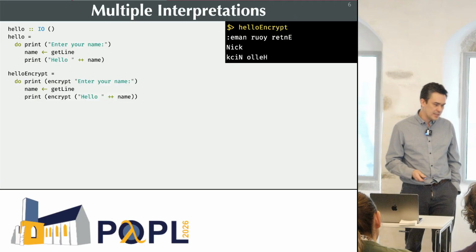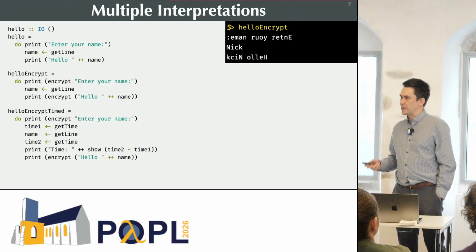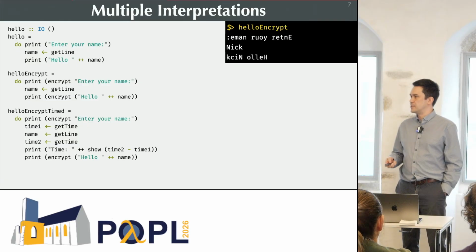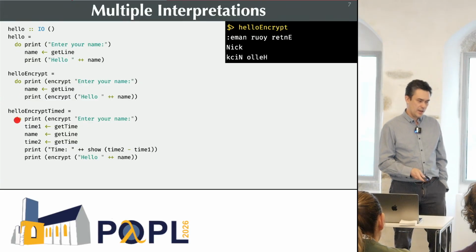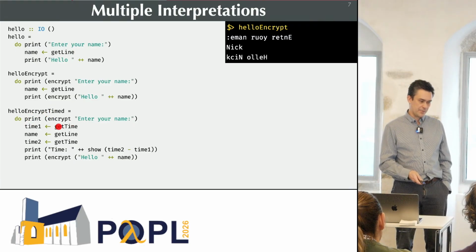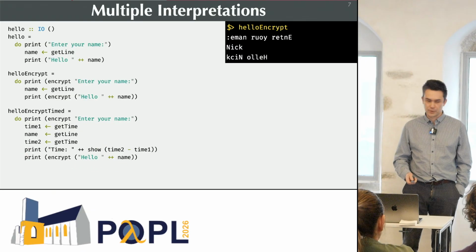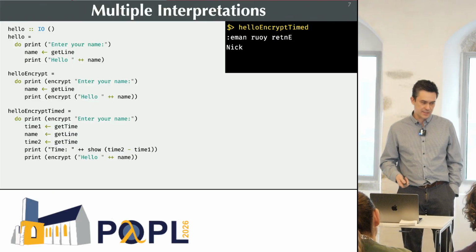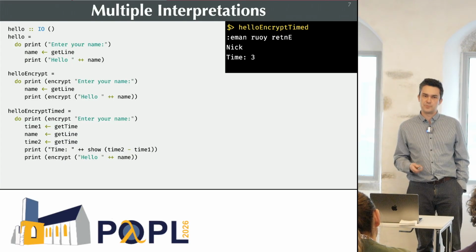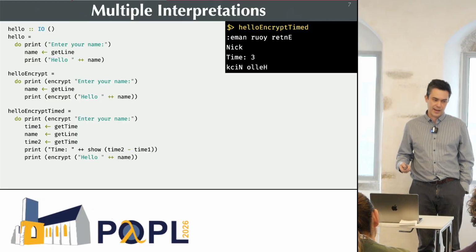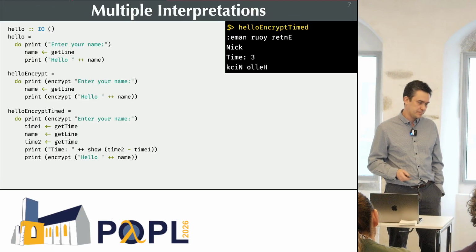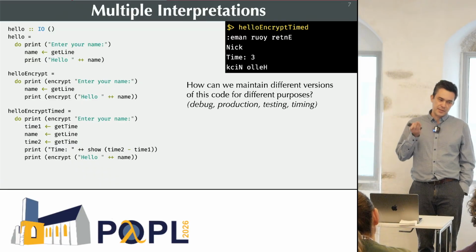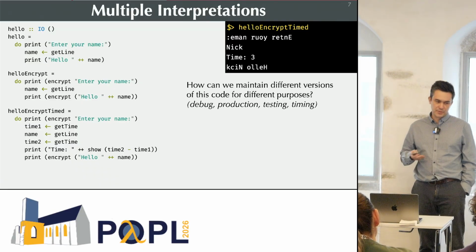And then I type in my name the normal way, and then of course it encrypts everything on the output. All right, fine. So now suppose I want to encrypt things, but I also want to time how long it takes for the user to input some data. So we have the standard print here, then we have a get time before and after we do the get line, and then we're going to type out the print but not encrypted, and then we'll encrypt the whole thing. Okay, so then we can execute this, and then it says, what is your name encrypted? I type it in, it gives me the time not encrypted, and then I can carry on with the encrypted output. Fine. So how could we maintain these different versions of this code for different purposes, right?